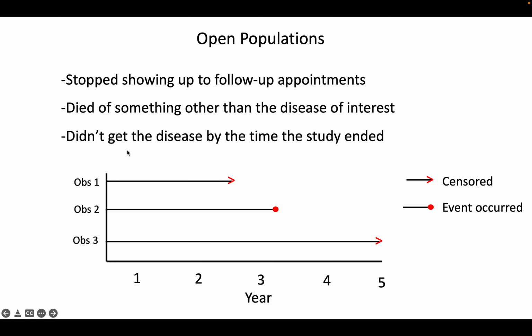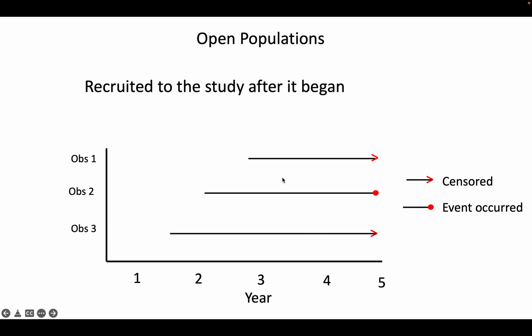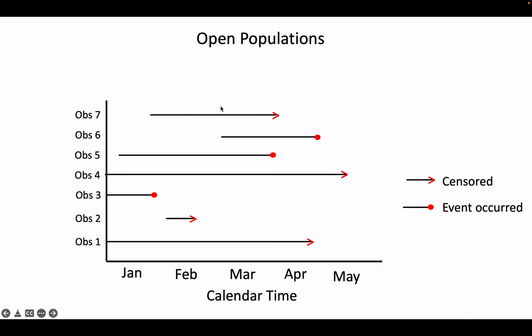Open populations are a bit more realistic, so this is an open population that's showing some right censoring. These people with an arrow, their follow-up stopped, not because they got the disease, but for various reasons, like they stopped showing up to their appointments, or died of something else besides the disease of interest, or got to the end of the study and didn't have the disease by the end. There's also left censoring, where people are recruited over time, and what this amounts to is an open population where people are being added late and leaving early, and it's much more realistic, and we're showing their follow-up time as a function of calendar time.